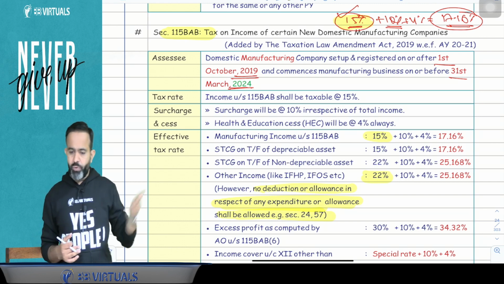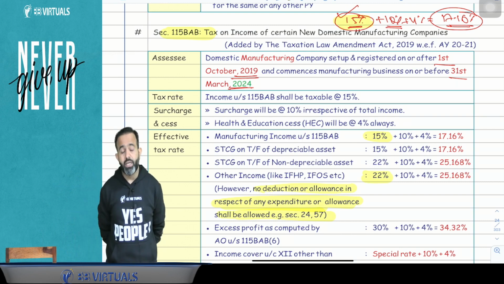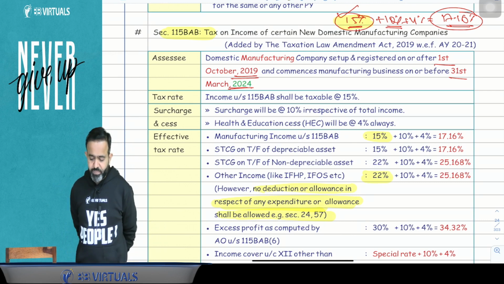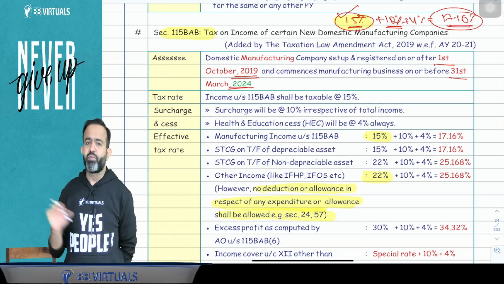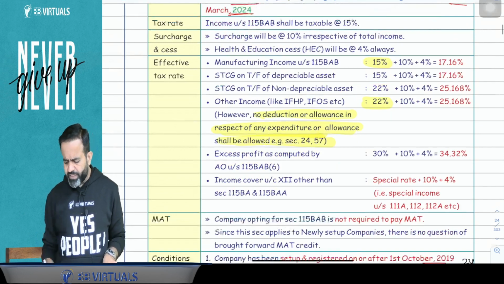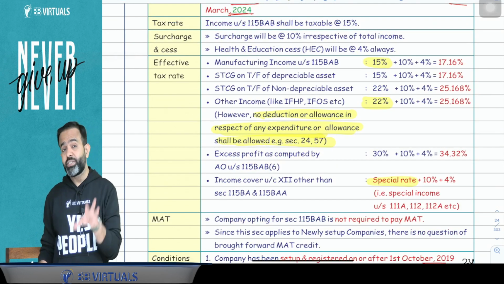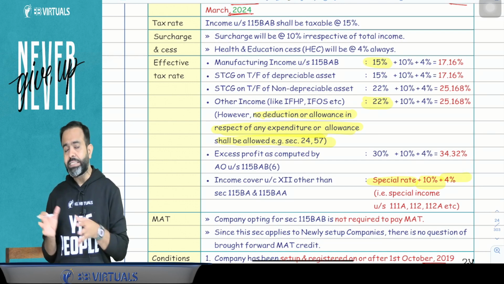Now, sir, you are saying that house property income and other sources income will be taxable at 22%. But what about the special rates of income? Special rates of income, like LTCG under 112A, STCG under 111A, LTCG under 112, winnings and all, will be taxable as per the special rate only. But obviously, you have to add the 10% surcharge and 4% health and education cess.